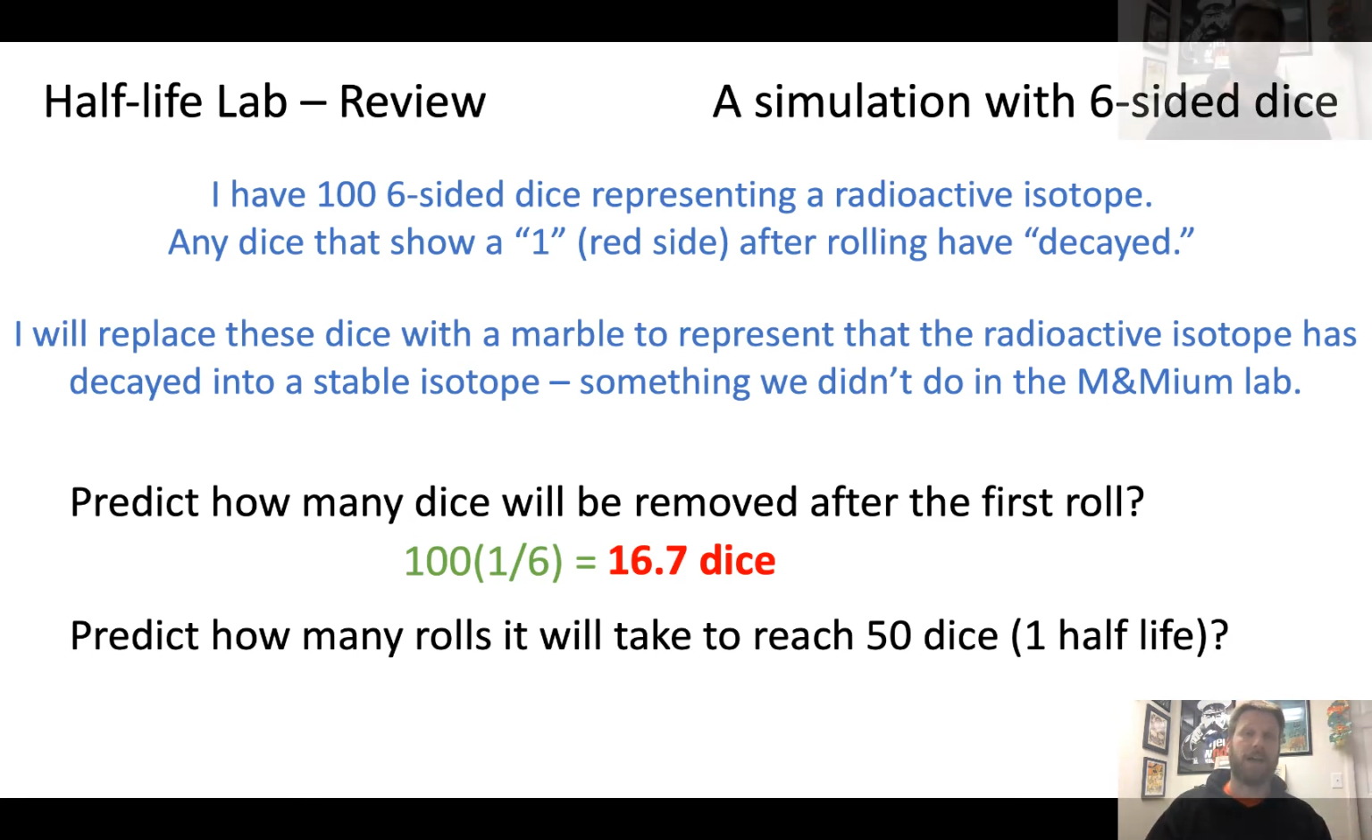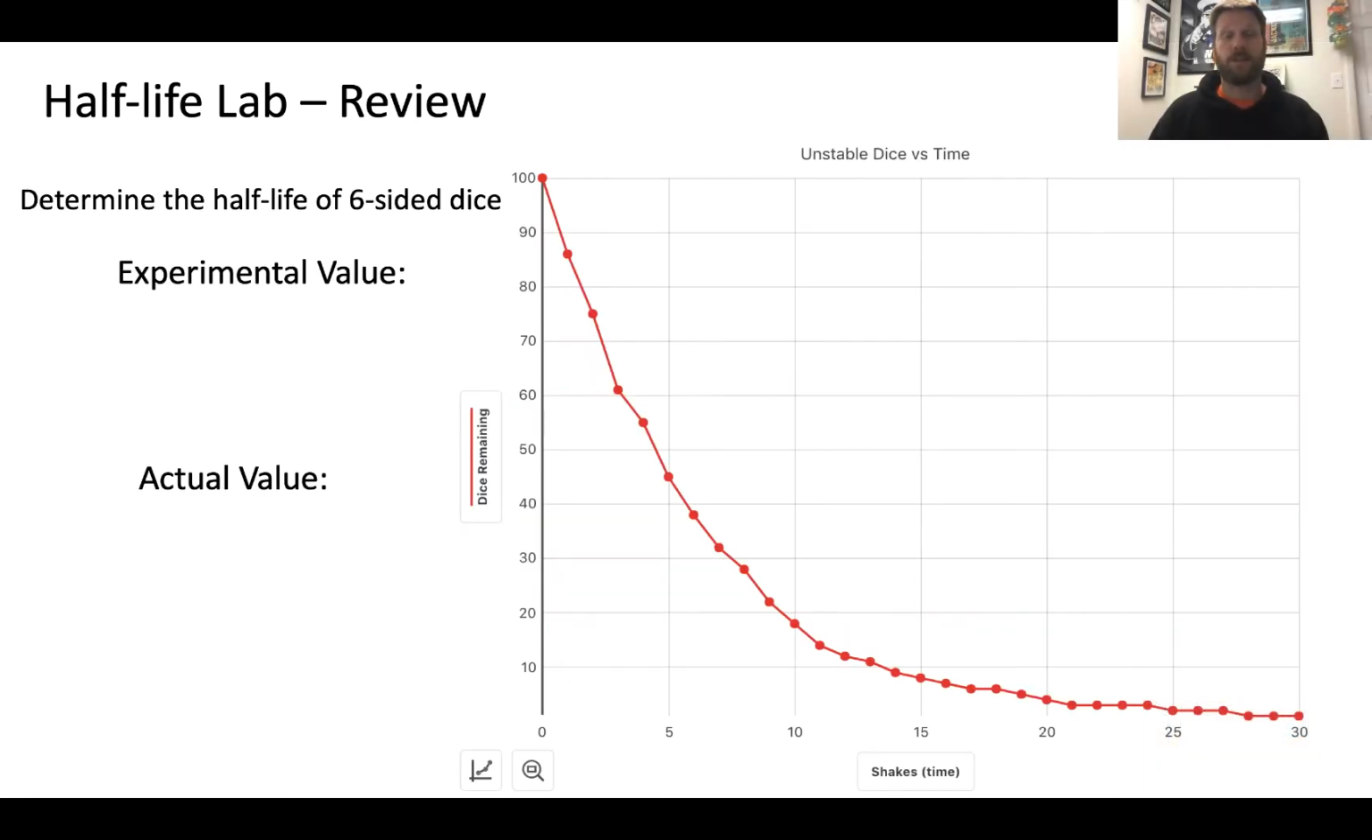How about the half-life for our 6-sided dice? Well, here's the graph I was able to create by doing this lab for 3 trials. If I want to find the half-life, I can read the graph. I started with 100 dice, so half of 100 dice is 50 dice. So if I make a line from 50 over to where the graph is, and then I read down to the x-axis, I can see that happens at about 4.5 shakes.